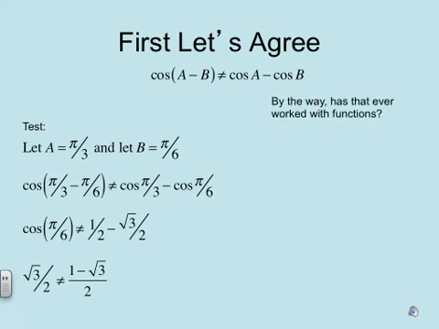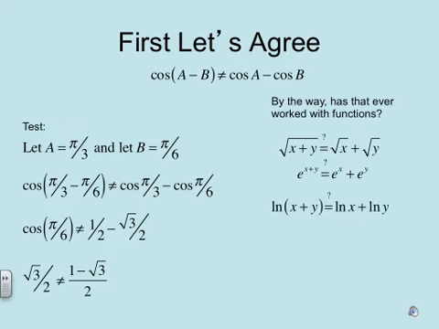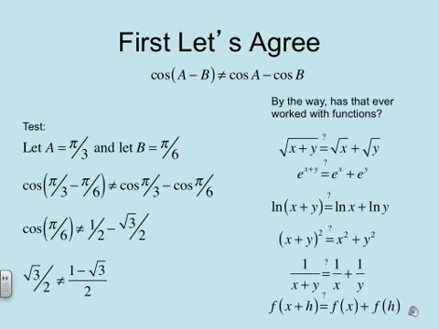And just as an aside, I want to ask you a question, rhetorically of course. Has this idea ever worked with functions? What do I mean? Have you ever been able to distribute functions over addition or subtraction? Did it work with the square root? No, it did not. Did it work with the exponential function? No, it did not. Did it work with the natural log function? No, it did not. Did it work with exponents? This is the one we're probably the most guilty of, right? We do this all the time because we're not thinking clearly about things. You can't do it here. Did it work with fractions? Can you split up a denominator like this? No, you cannot. So in general, you don't take a function of a sum or difference and distribute the function.